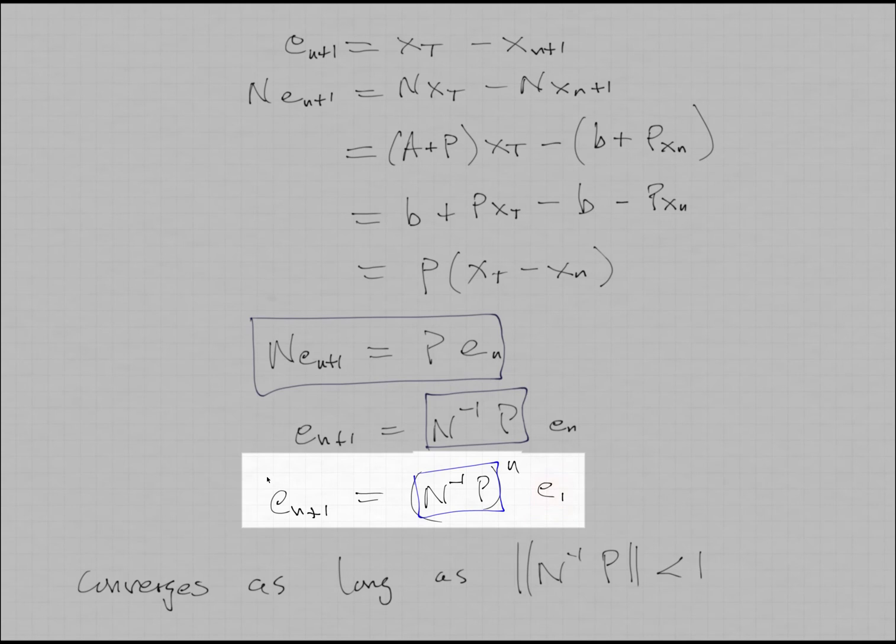Therefore, we can say that the error will be approaching 0 as long as this factor has a norm which is strictly less than 1, right? As long as this condition is satisfied, then the norm of E(n+1) will be strictly less than the norm of N inverse times P raised to the nth power times the norm of E1, which is a constant, right? So we're guaranteed to have convergence to the correct value, or in other words, the error will be converging to 0 as long as that factor N inverse times P has a norm which is strictly less than 1.